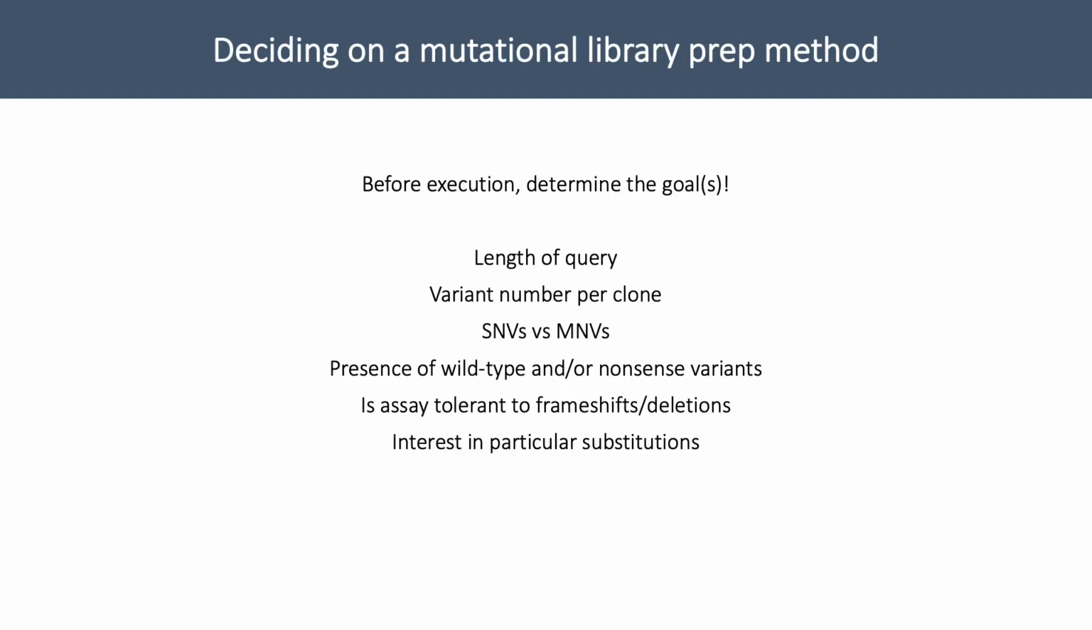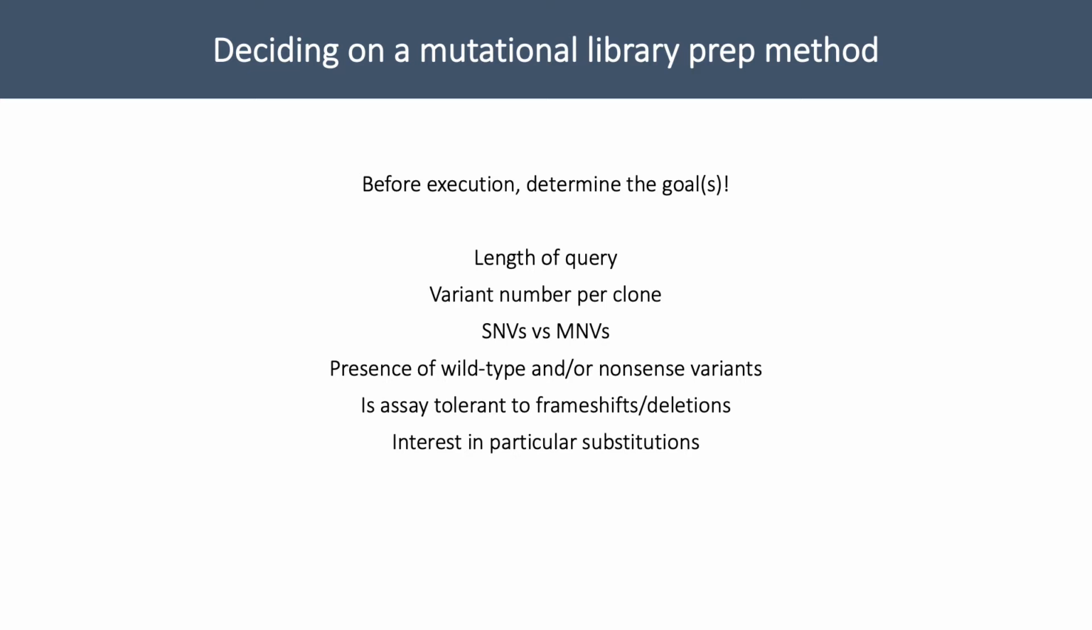Before that, I think the first tip for overall success in designing your library prep approach is to have a clear idea of the goals that you want to achieve. So some aspects to consider are properly defining the length of the region you want to mutate, whether your assay will benefit or be hindered by having one or more than one mutation per clone.